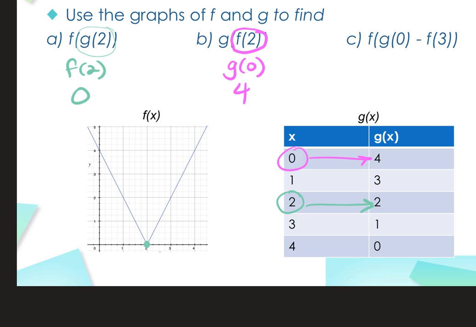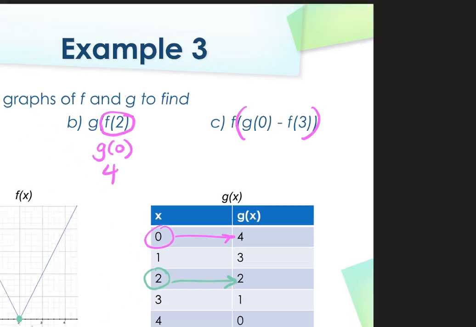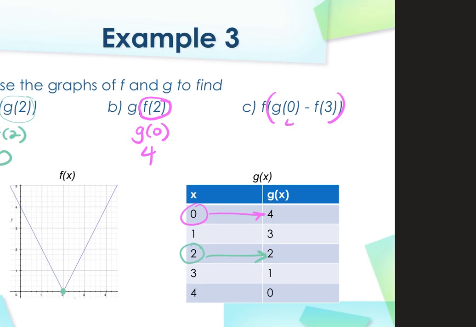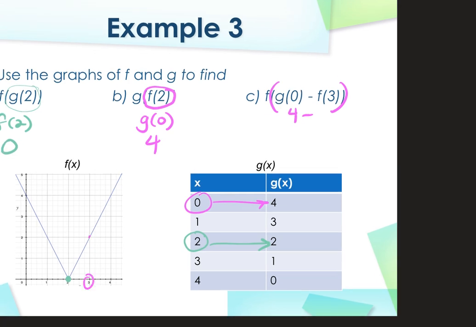C says find f of g of 0 minus f of 3. So notice that this is inside the parentheses. I'm going to do that first. G of 0, we just said was 4, minus f of 3. 3 is here. The y is 2. So I'm going to find f of 2, and f is back to my graph. F of 2 is 0.